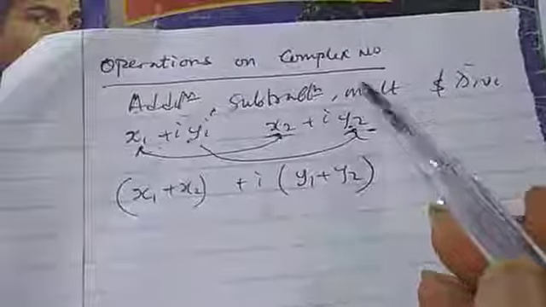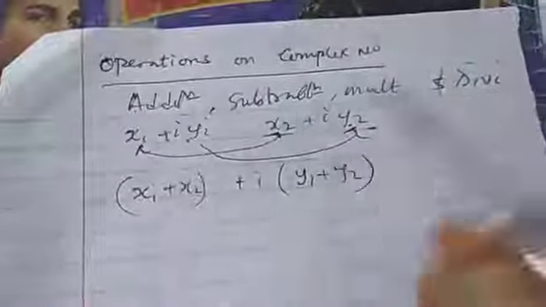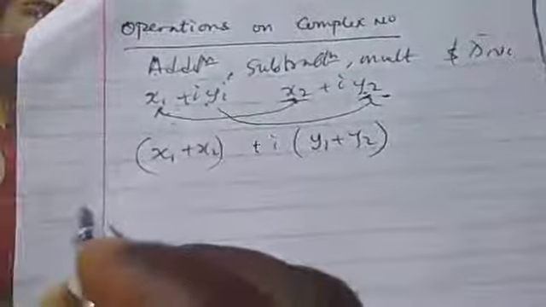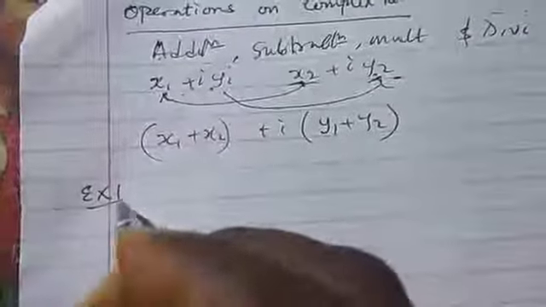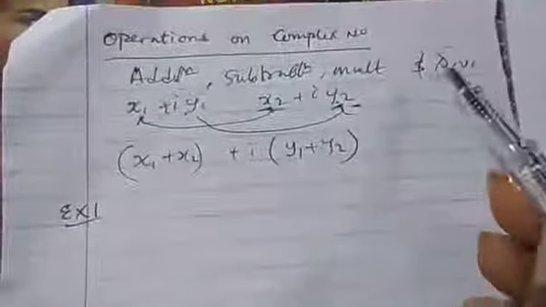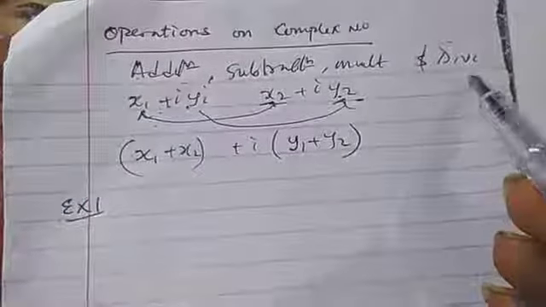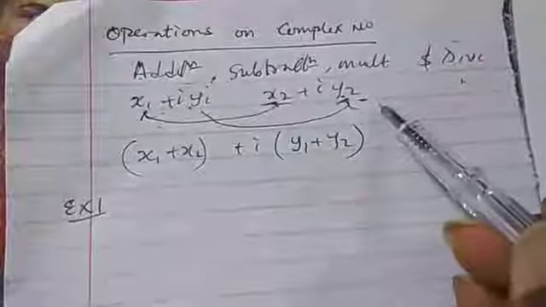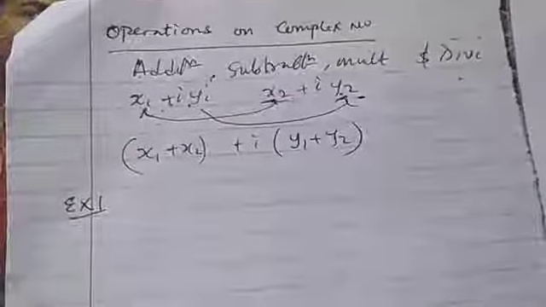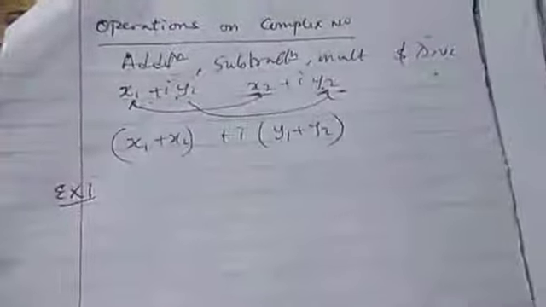But for multiplication, when we are given, we need to expand. Now let's take an example to buttress the point. And if it is division, we normally apply the rationalization method. That is, we multiply both numerator and denominator by the conjugate of the denominator. That is what I explained here, the complex conjugate. Now let's take an example.